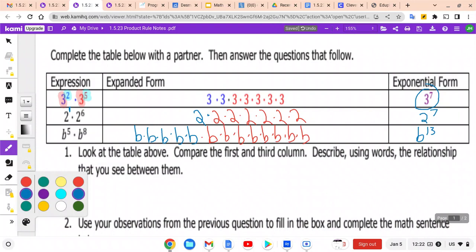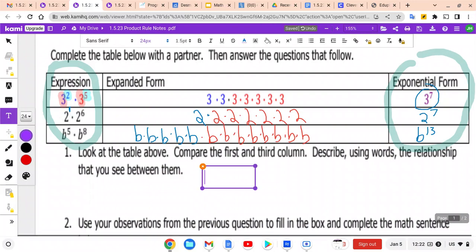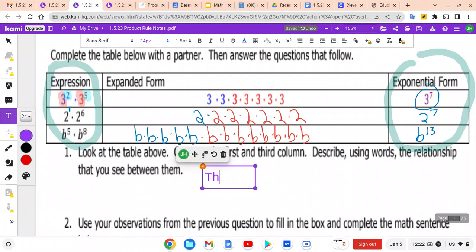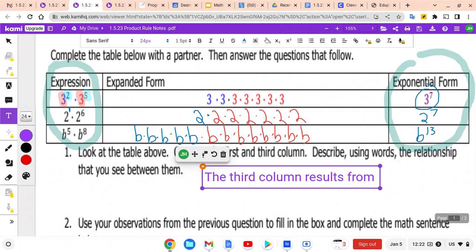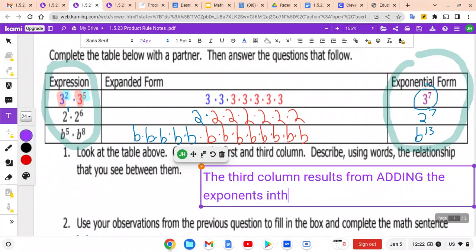So what's the pattern? Look at the table above. Compare the first column that I'm circling with the third column. Using words, describe the relationship. So you can say that the third column results from adding the exponents in the first column.